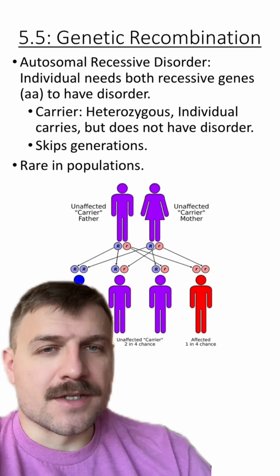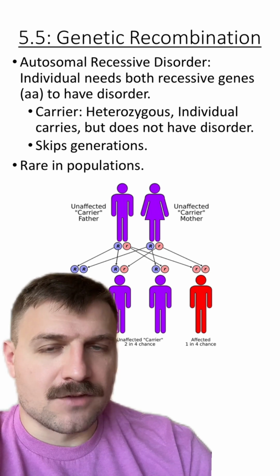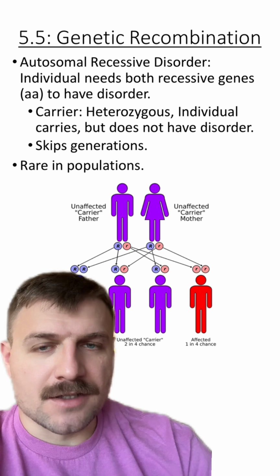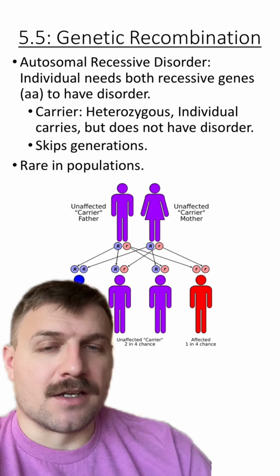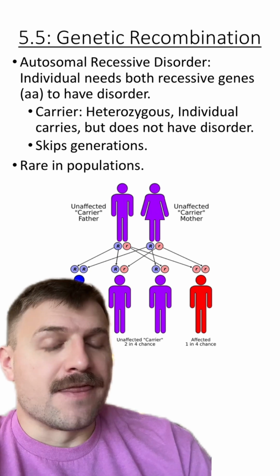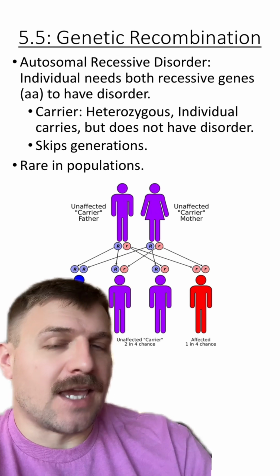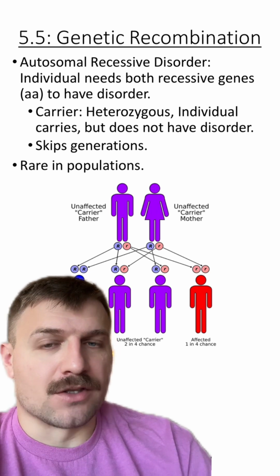An autosomal recessive disorder is when an individual has received two recessive genes, is homozygous recessive, and has the disorder. In this case, we have something called a carrier, which is an individual who is heterozygous. They are like big A, little a, and they don't have the disorder, but they carry it, which means they have one recessive gene that they could pass on to their offspring.